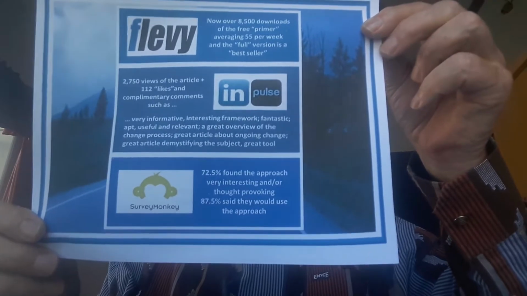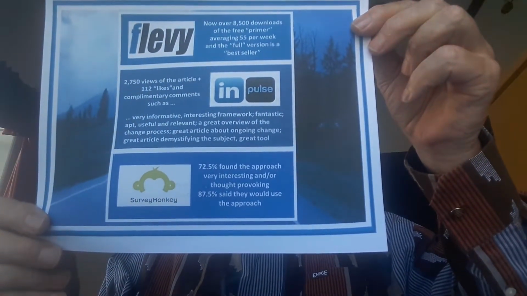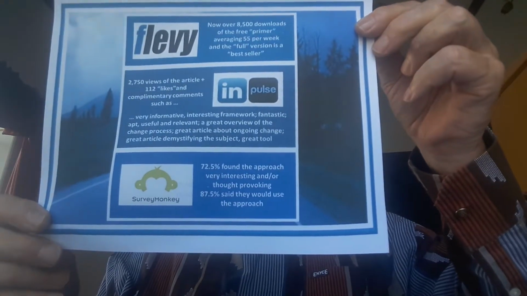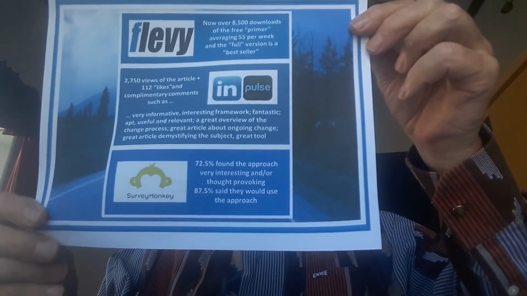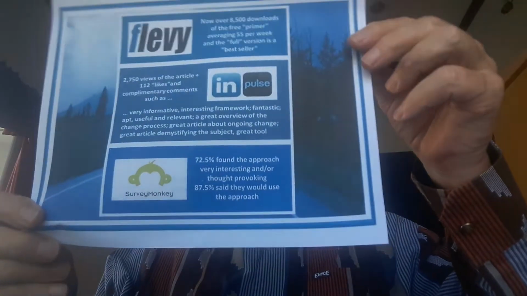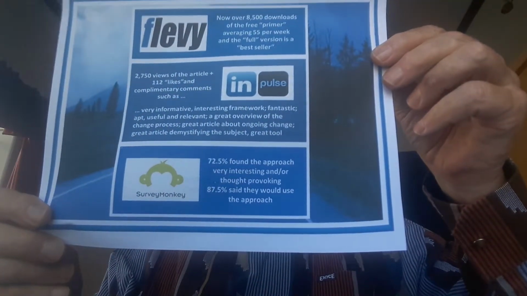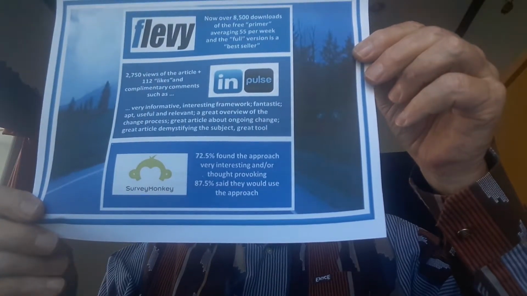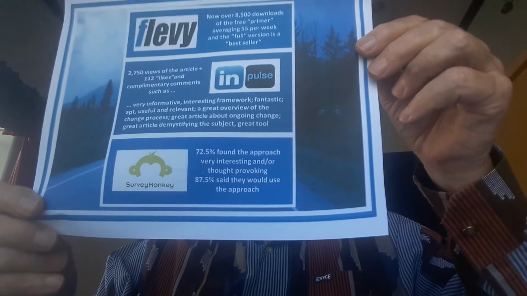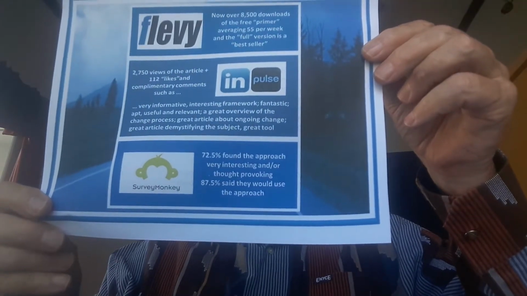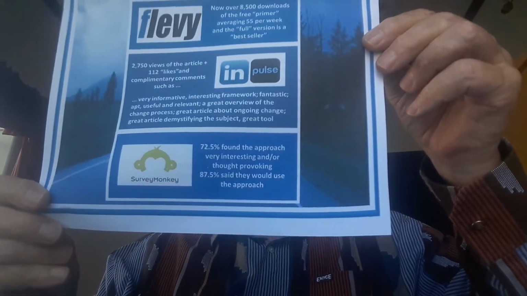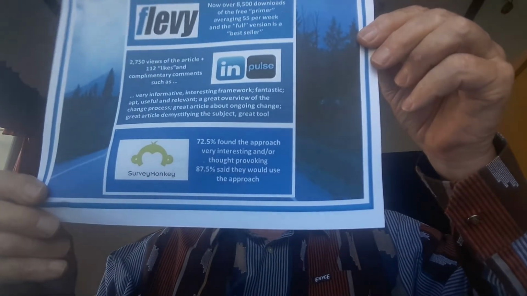Okay, just take a look at these statistics and feedback for a minute about my framework approach to change. Now there have been over 8,500 downloads of the free primer, averaging 55 a week, and the full version is a bestseller on Flevy.com. Regarding the article, there's been 2,750 views, 120 likes and complimentary comments such as very informative, interesting framework, fantastic, apt, useful and relevant, a great overview of the change processes, great article about ongoing change, great article demystifying the subject, great tool.